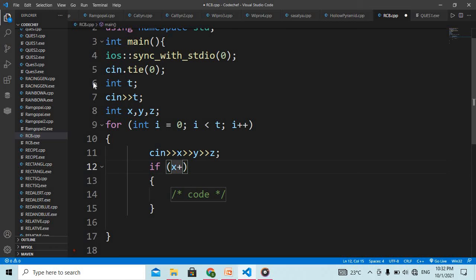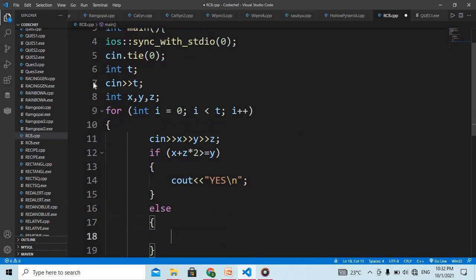Now, if X points already earned plus Z games times 2 points, which they would get if they win every game, is greater than or equal to Y, they could easily qualify for the playoffs. And that would be yes. Then a new line. And if it is not possible for them to qualify, it would be no.